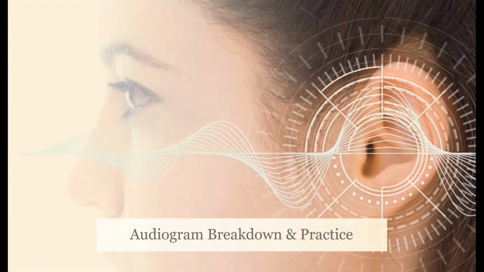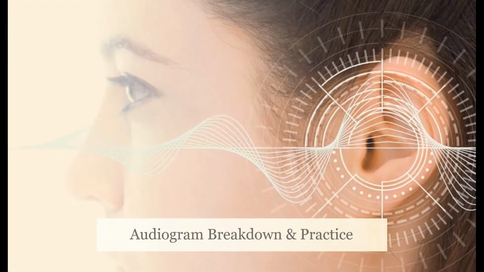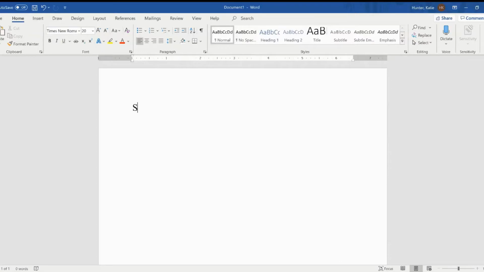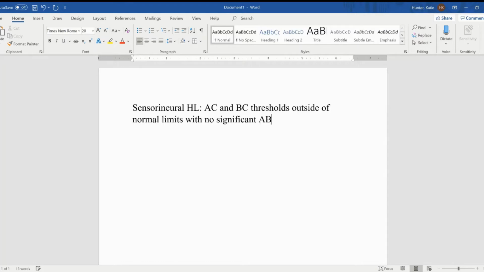Today we're going to discuss audiograms, break them down, and practice a couple. As you know, there are three distinct types of hearing loss: sensory neural, conductive, and mixed. Each of them has distinct features that are shown on pure tone audiometry, otherwise known as an audiogram.